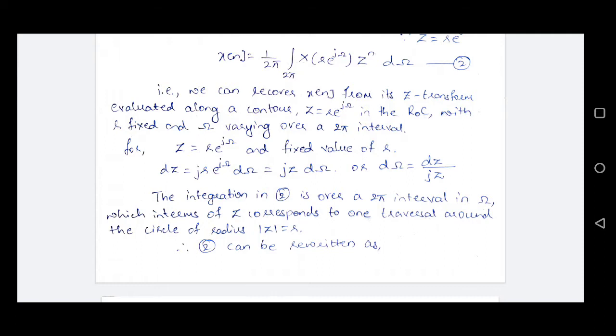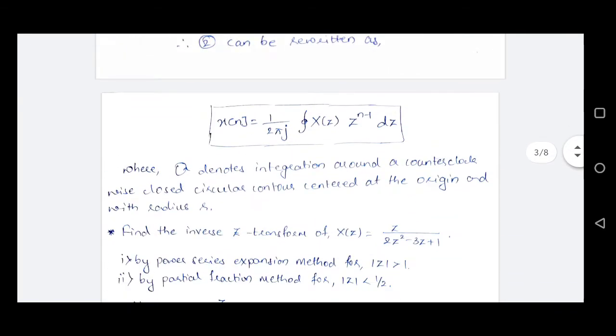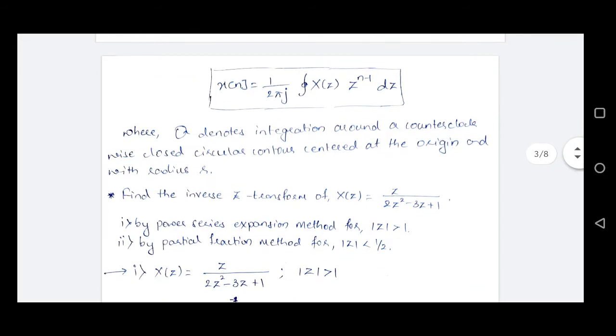So 2 can be rewritten as x of n equals 1 divided by 2 pi j, closed integral, because z traverses on a circle, one circle, that is from minus pi to plus pi, of X of z, z to the power n minus 1, integration with respect to z, where the notation circle with a small arrow denotes integration around a counterclockwise closed circular contour centered at the origin and with the radius r.